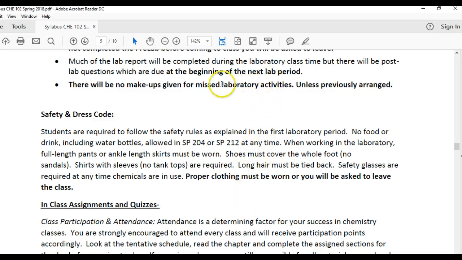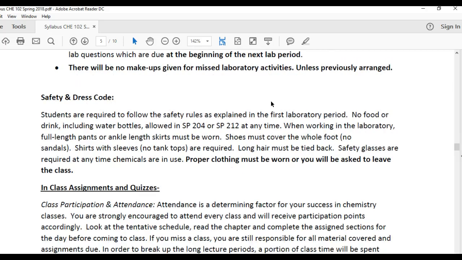Oh, also, I forgot to say up here, there are no makeups for missed labs. Okay, this is the only Chem 102 class. Once the class is over on Monday, we put all the chemicals away. So there is absolutely no makeup for any missed labs. So do not miss a lab.